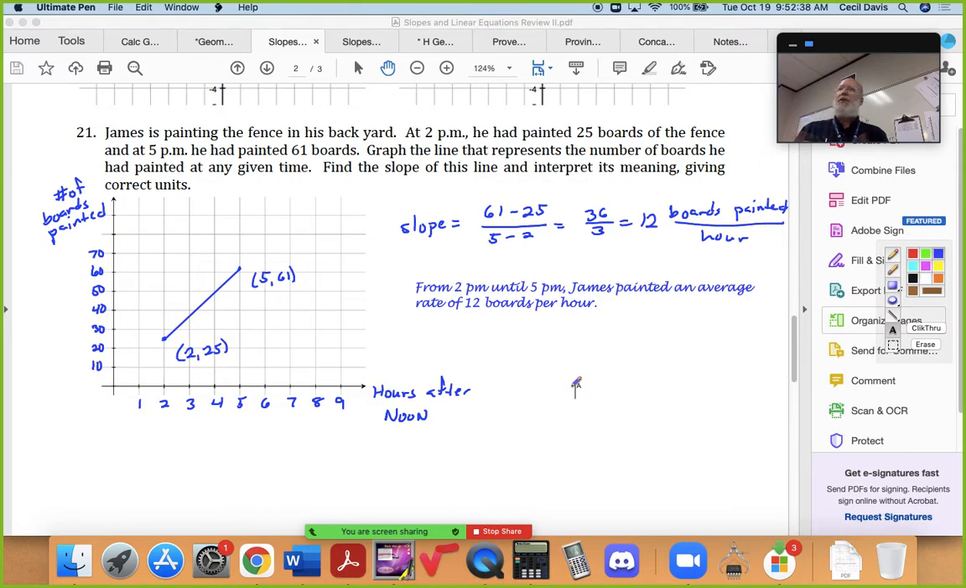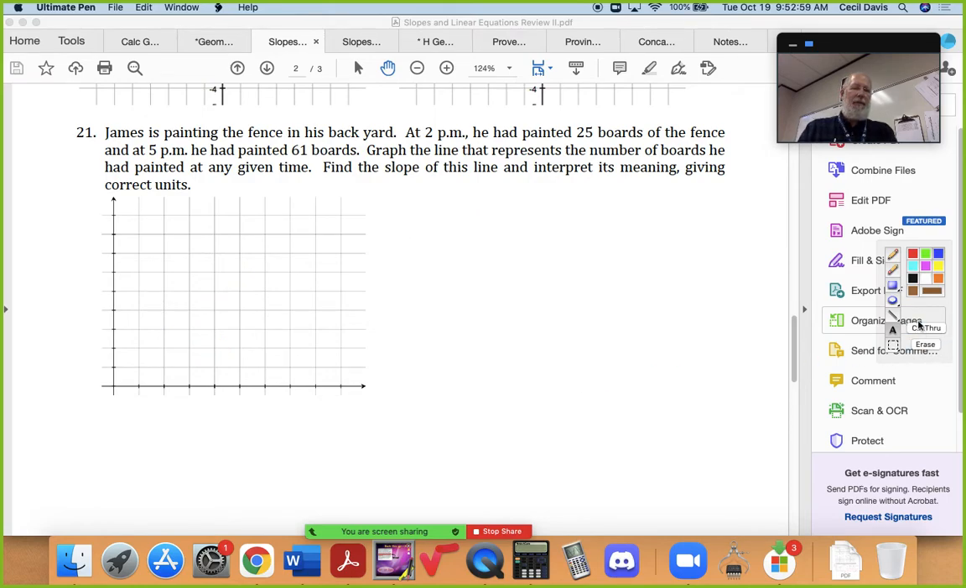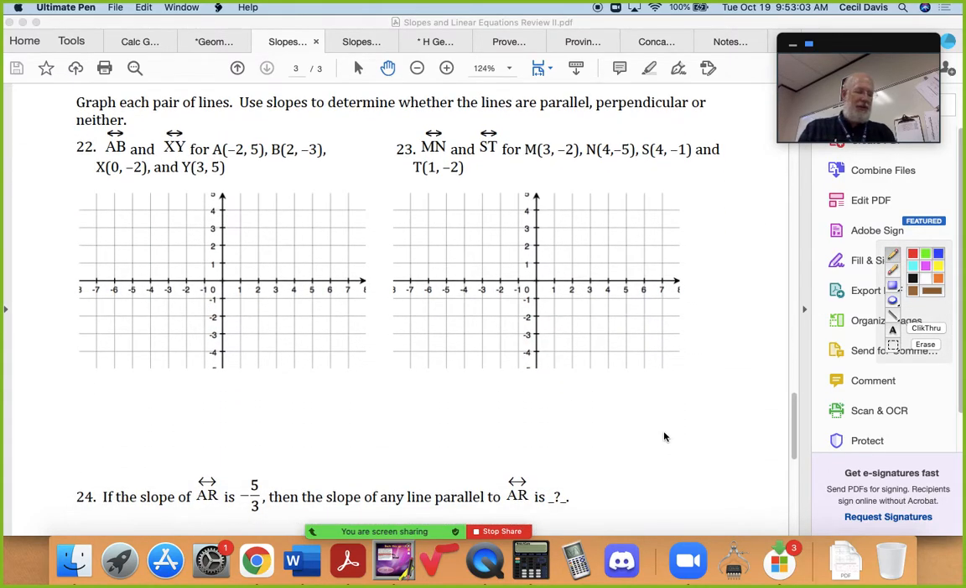You always want to include the context of what's going on. When was it? It's from 2 p.m. to 5 p.m. Who was it? It was James. What was he doing? He's painting an average of 12 boards per hour. Any questions about that? Okay. Then let's move on to the last page.